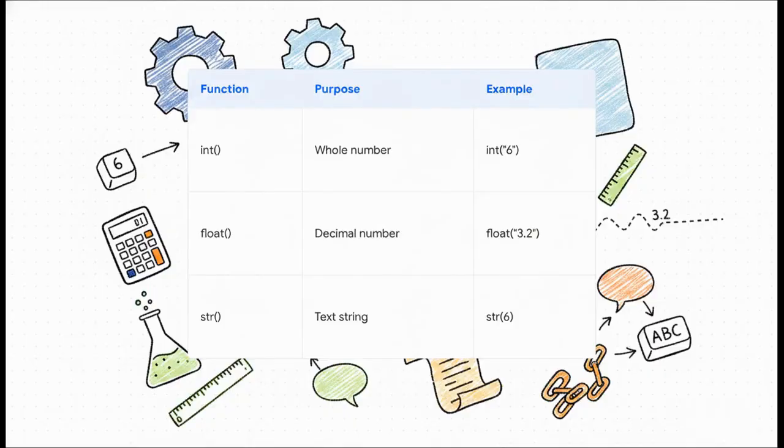So here is your translator's toolkit. The int function turns text into whole numbers, float handles decimals, and str converts things back into text. If your user types 6, passing it through int makes it a real mathematical 6. But if they type a decimal, like 3.2, you absolutely must use float because an integer simply cannot hold decimal points. And sometimes, you need to go the other way. If you have a calculated number and need to combine it strictly as text, the str function turns that number right back into a plain string character.